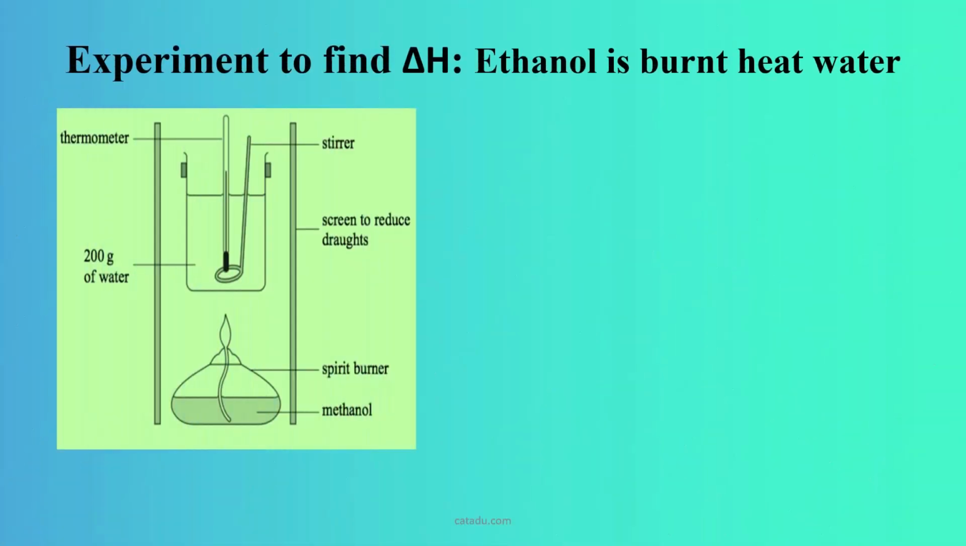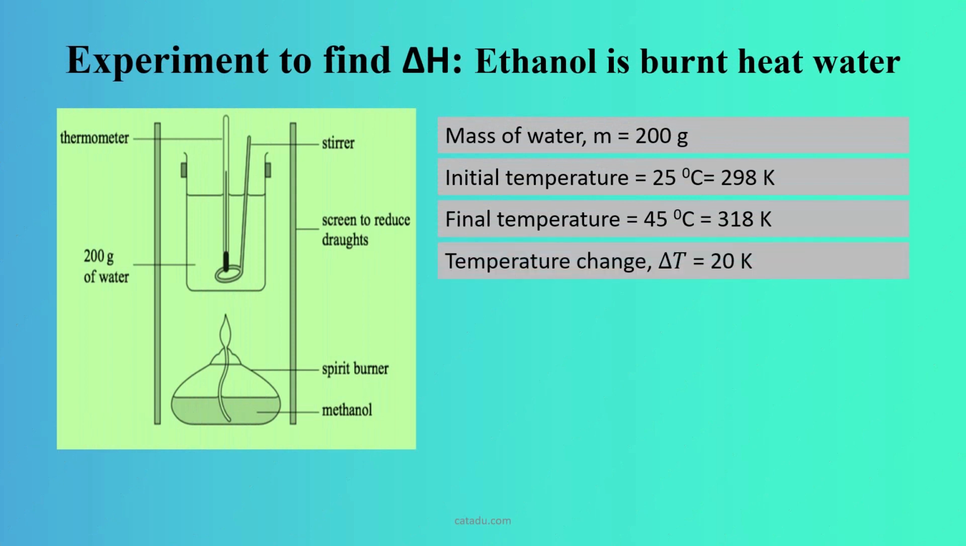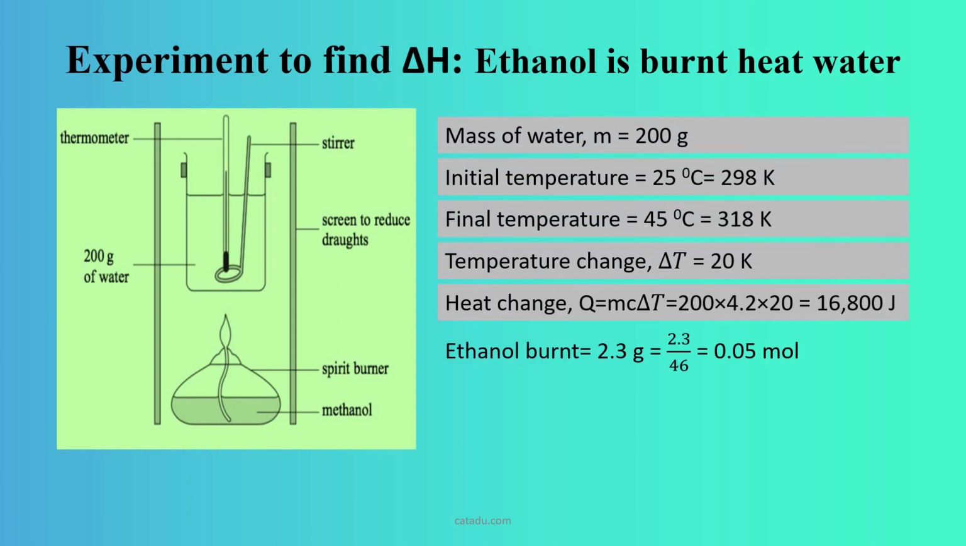Experiment to find out delta H. Ethanol is burned to heat water. Here the amount of water taken is 200 gram. Initial temperature, we are just considering the amount, we are assuming 25 degrees centigrade, that is 298 Kelvin. We are assuming the final temperature is 318 Kelvin, and the temperature change is 20 Kelvin. So we know the heat change formula, Q is equal to mc delta T. m is the mass, 200 gram, and c is the specific heat capacity of water. This is the physical data, 4.2, and the temperature change 20 Kelvin. So we get heat change 16,800 joule. If we convert it to kilojoule, 16.8 kilojoule.